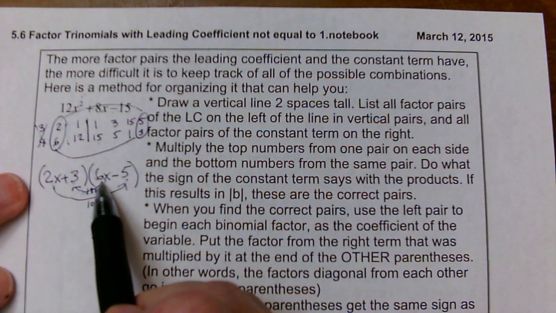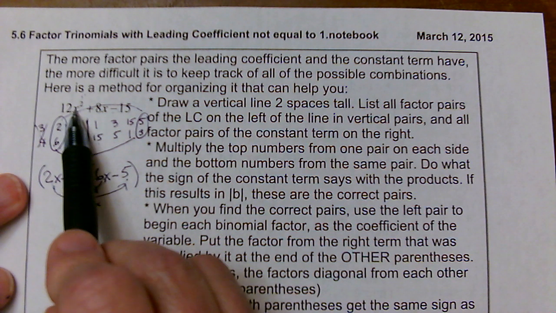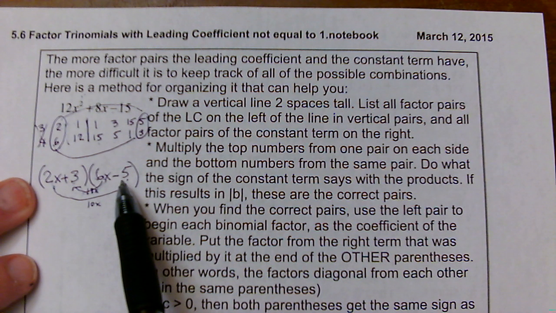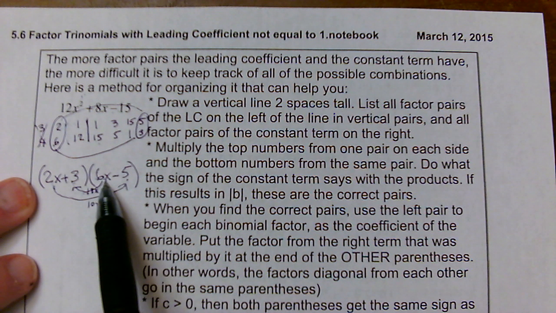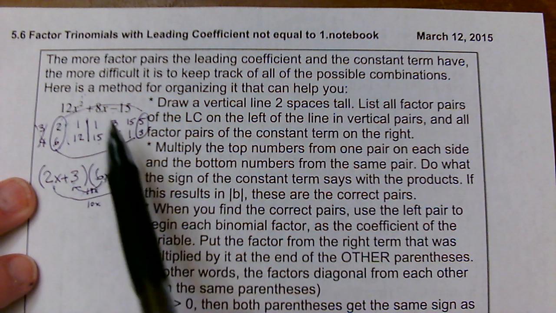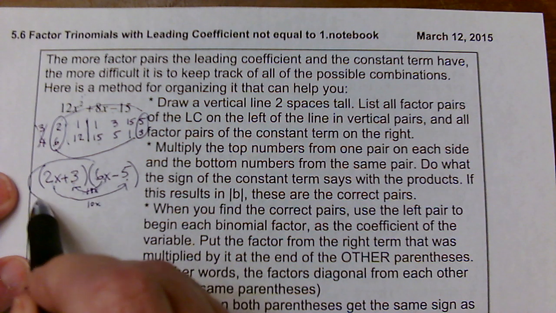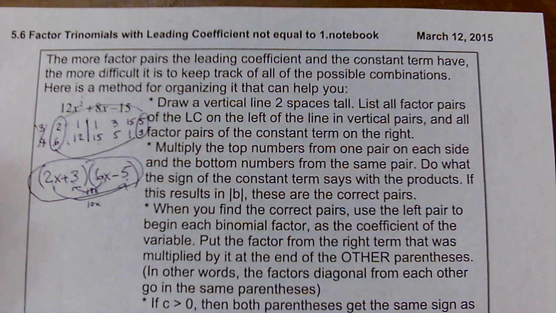If we check it, 2x times 6x is 12x squared. 2x times negative 5 is negative 10x. 3 times 6x is positive 18x. When you combine 18 minus 10, you get positive 8x. And 3 times negative 5 is negative 15. So that is the factorization.